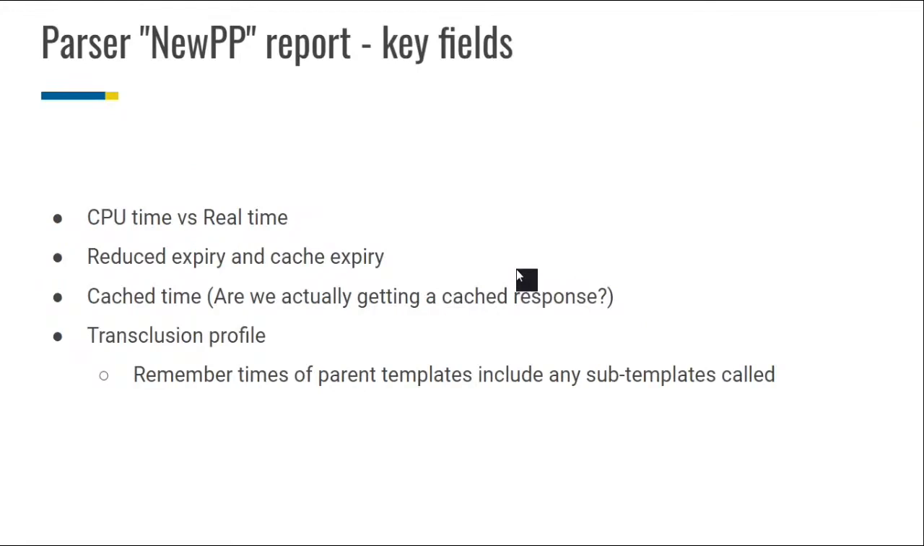Yeah, as I said, transclusion profile, CPU time versus real time, reduced cache expiry. There's some other fields here, and some of them are useful, but they're not the core things to look at first.